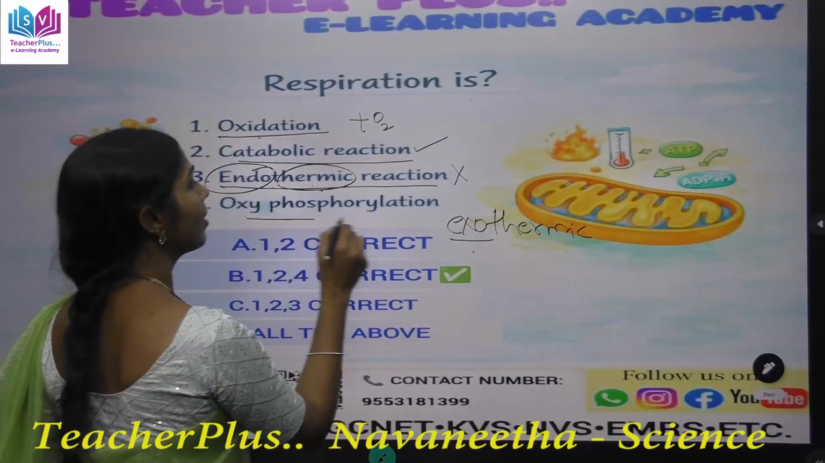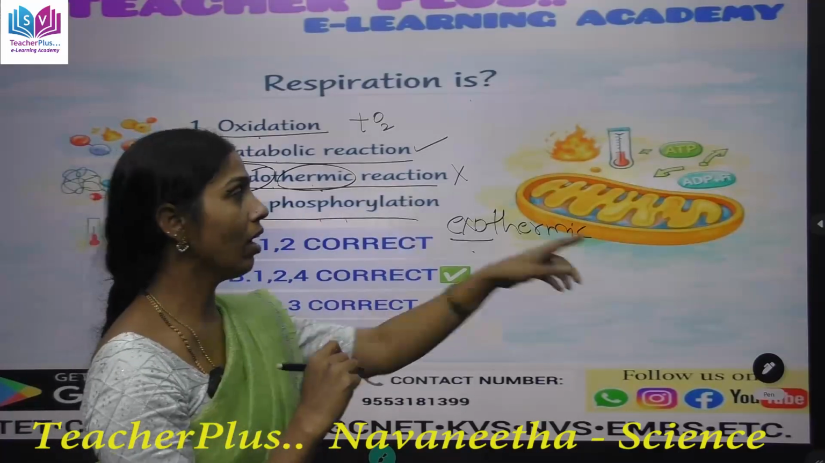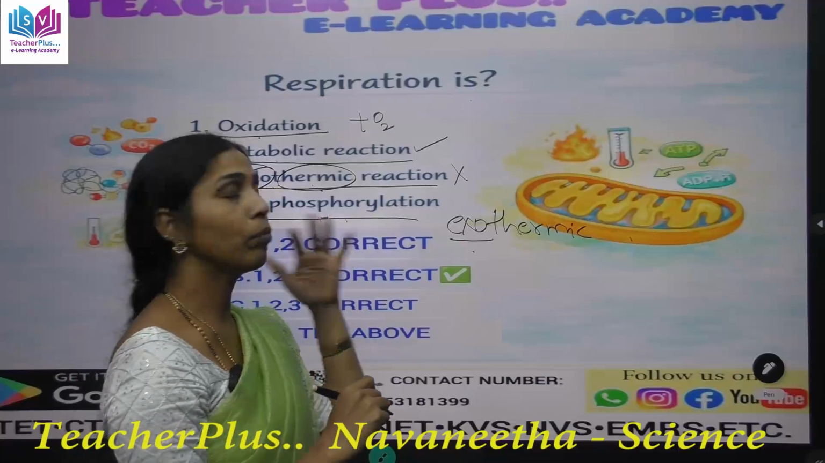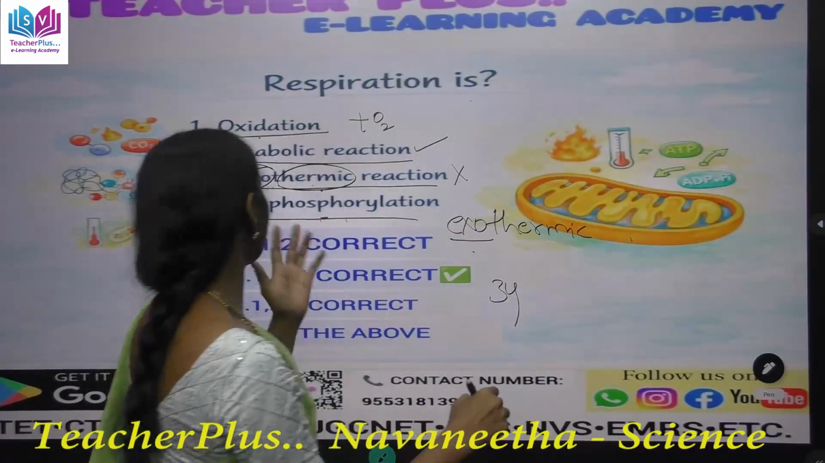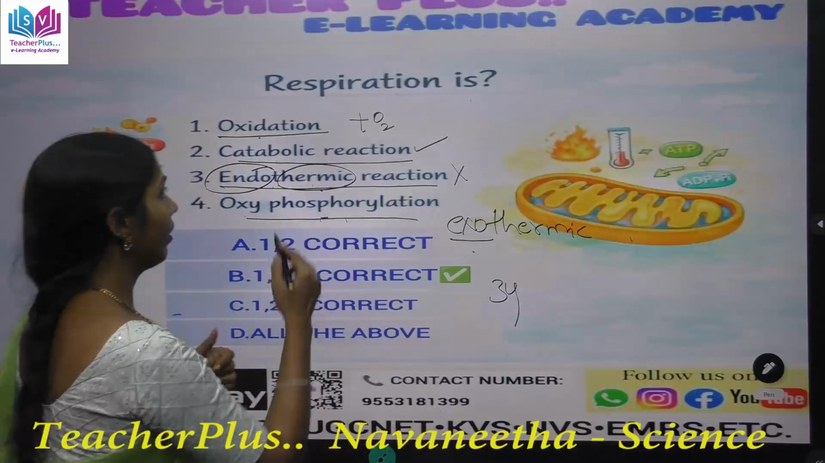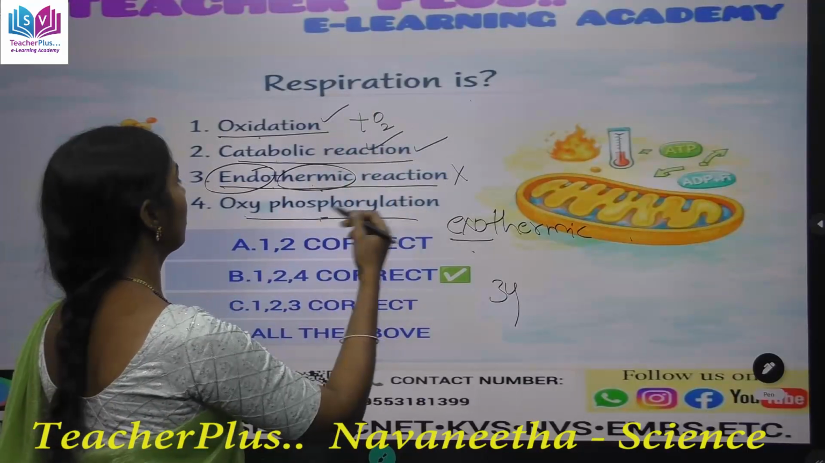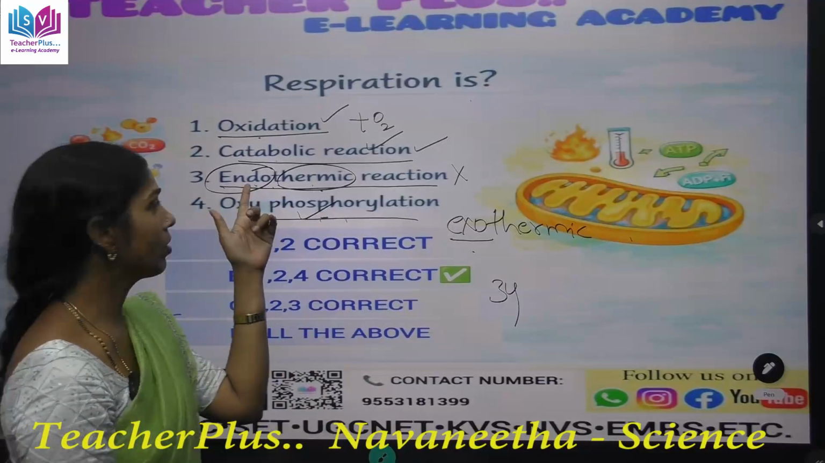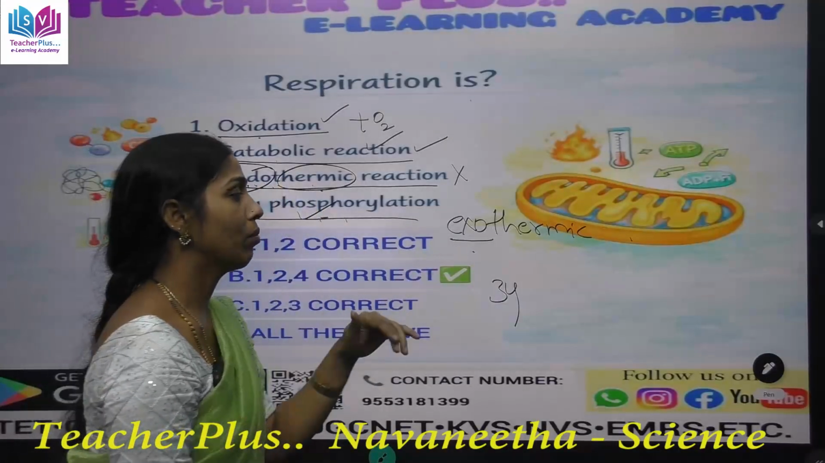And the fourth option is oxyphosphorylation. This is the last step in the electron transport chain. It uses oxygen and produces a maximum of ATPs. 34 ATPs are released. Okay, and see here, oxidation is the right option, catabolic is the right option, and oxyphosphorylation is the right one. So endothermic is the wrong answer. It's not endothermic, it is exothermic.